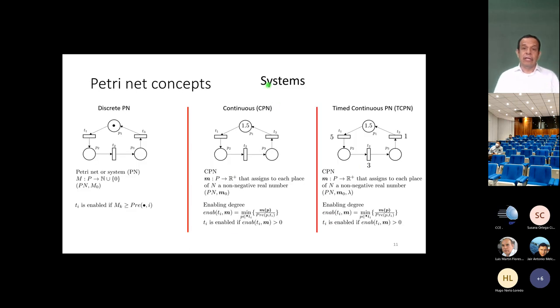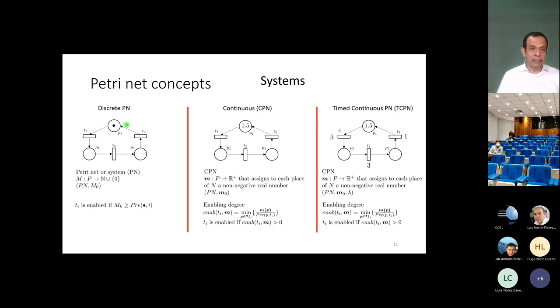Okay, now the marking. The marking is the other object that comes with the Petri net. When I have the Petri net layout and the marking, then I say that I have a Petri net system. The marking changes a little depending on the kind of Petri net that I am using. For example, in the discrete case, the marking assigns to each place a non-negative integer number. In the other two cases, the marking assigns to each place a non-negative real number.